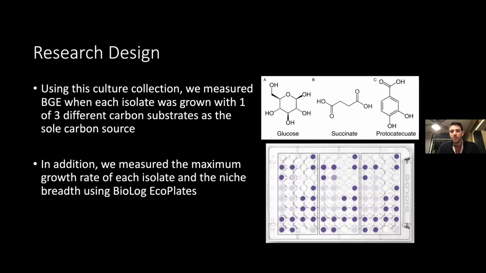Using this culture collection, we measured bacterial growth efficiency when each isolate was grown using one of 3 different carbon substrates as their sole carbon source. They were grown using either glucose, succinate, or the complex carbon protocatechuate as the only carbon they had for biomass synthesis and energy production. In addition to these growth efficiency experiments, we measured the maximum growth rate that each organism could reach in complex media, and also its niche breadth by categorizing the number of carbon molecules it can use using the Biolog EcoPlates.